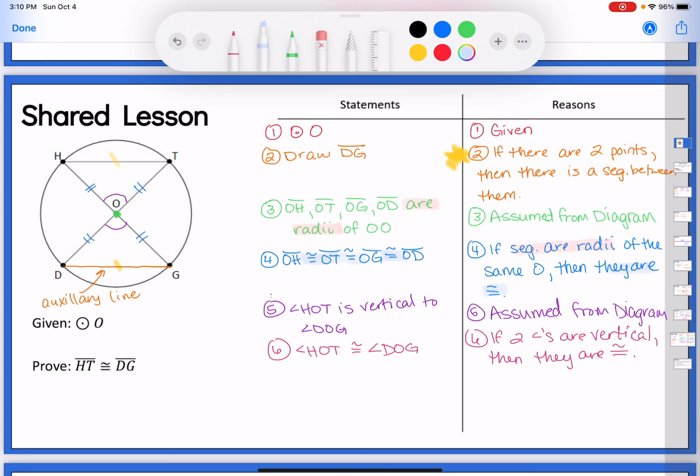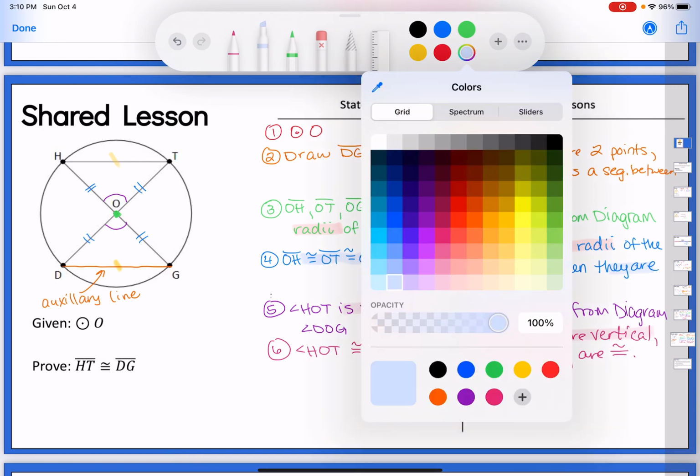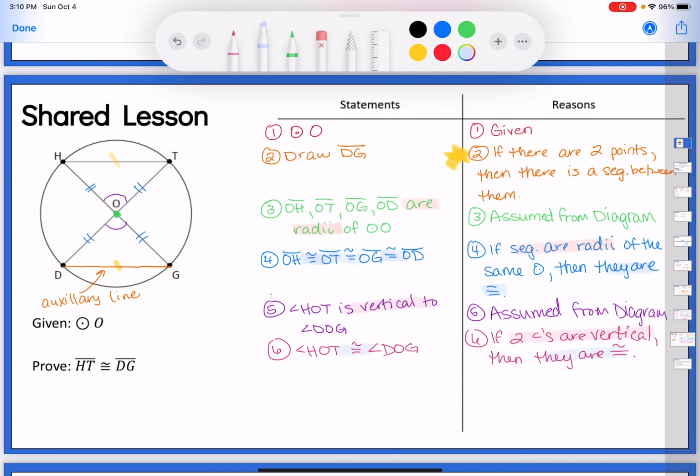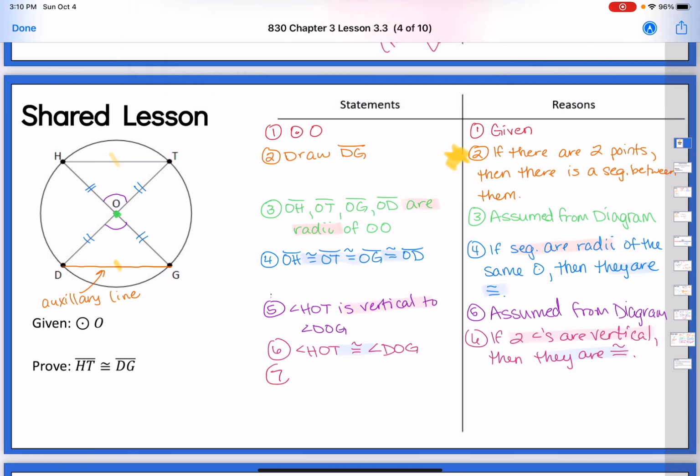Okay, and again, my self-check here, right? The if part says if two angles are vertical. Here I have the angles are vertical. And my then part, what I'm saying in this step is then they are congruent. So my if-then is working out. I included everything I needed to. Okay, so now I have, let's see, side, angle, side for my two triangles. So we are good to say step 7, triangle HOT is congruent to triangle DOG.